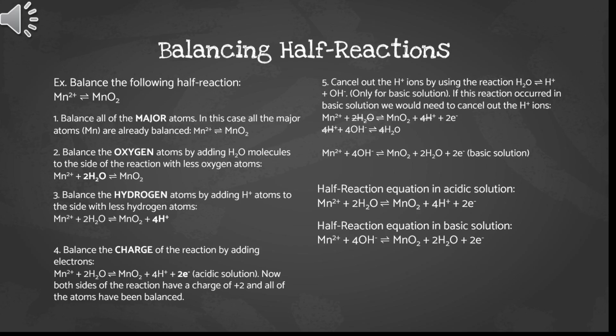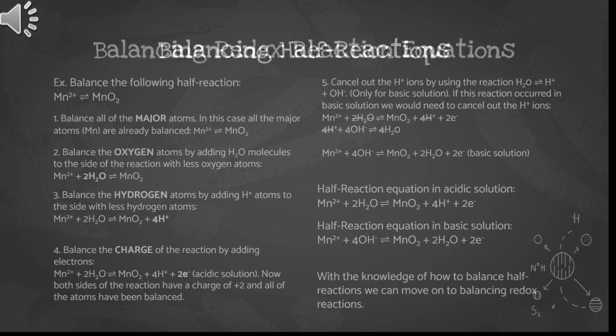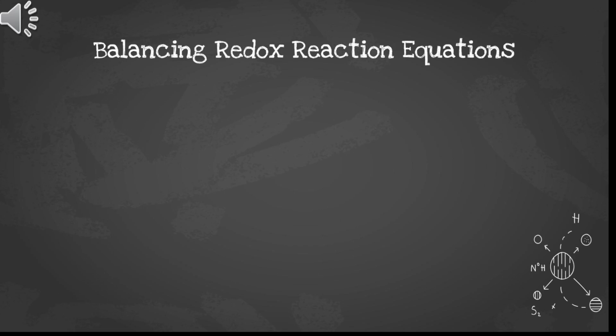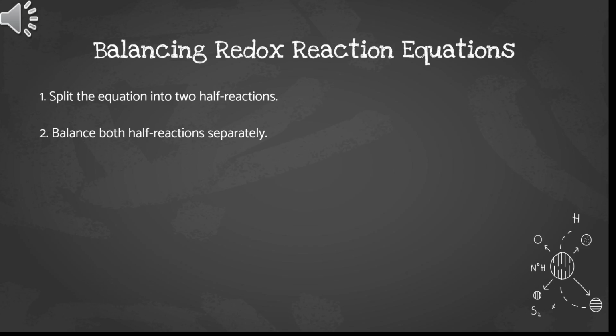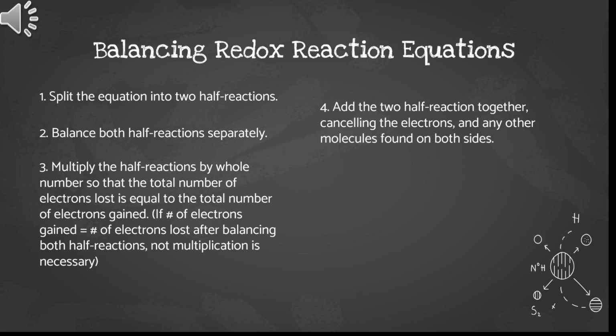With the knowledge of how to balance half reactions, we can move on to balancing redox reactions. To balance a redox reaction equation, we need to split the equation into 2 half reactions. Then, we need to balance both half reactions separately. Third, we need to multiply the half reactions by whole numbers so that the total number of electrons lost is equal to the total number of electrons gained. Then, we add the 2 half reactions together to cancel out the electrons and any other molecules found on both sides of the reaction.